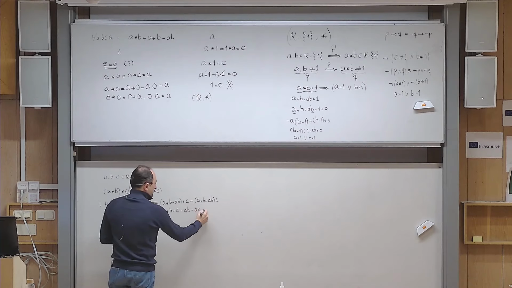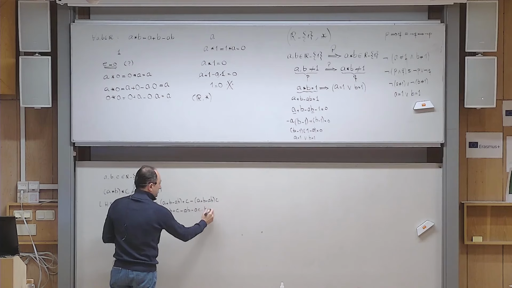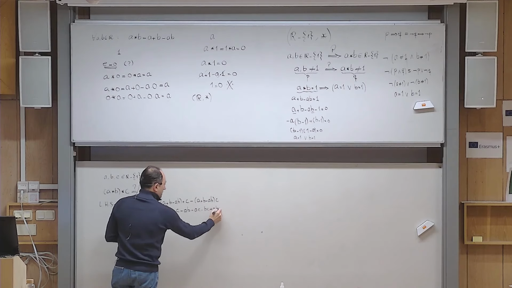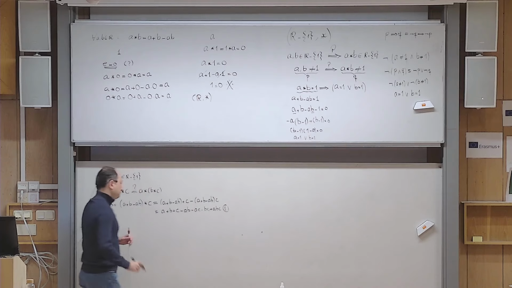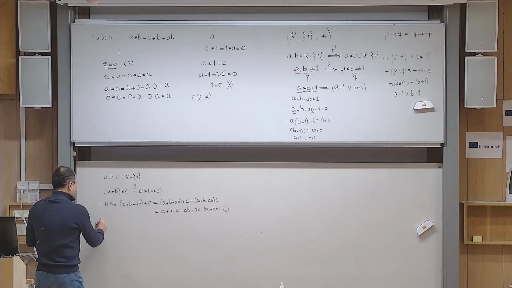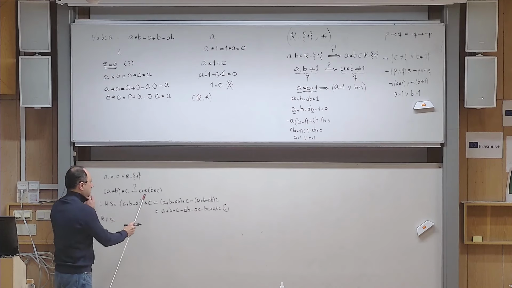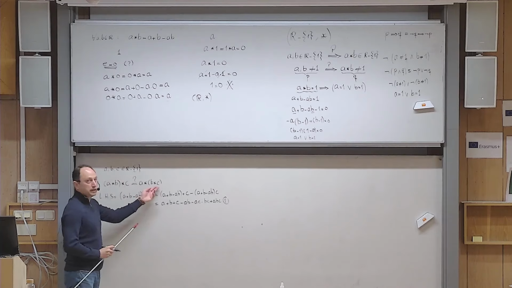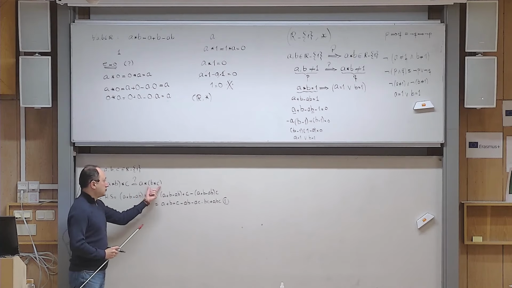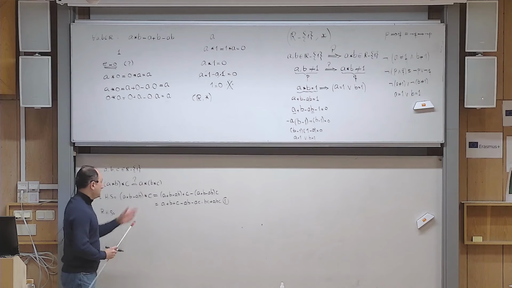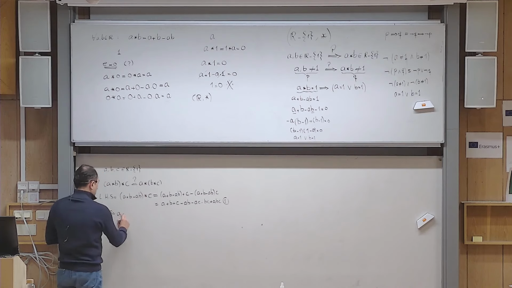The next one becomes minus BC, but the last one becomes plus ABC. So let me call it number 1. And now I determine the right-hand side. In the right-hand side, the pair of brackets is around the second pair. It prioritizes this operation first. So I copy and paste this one for the time being.